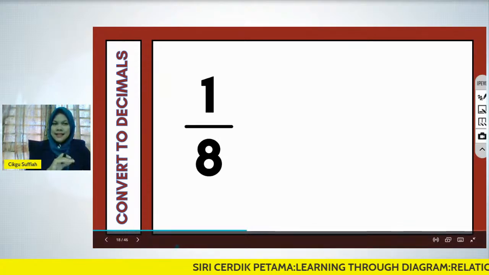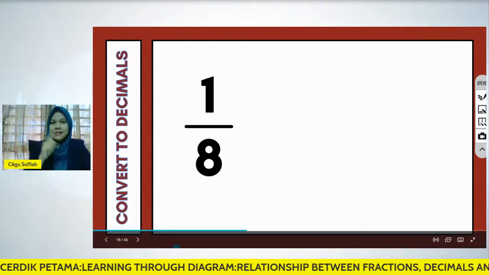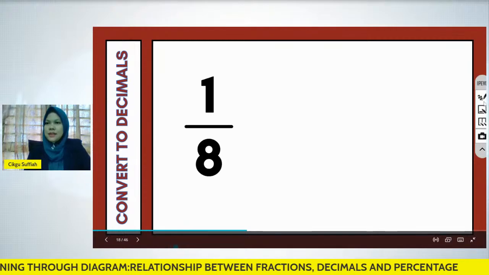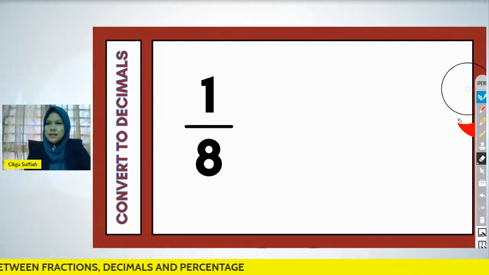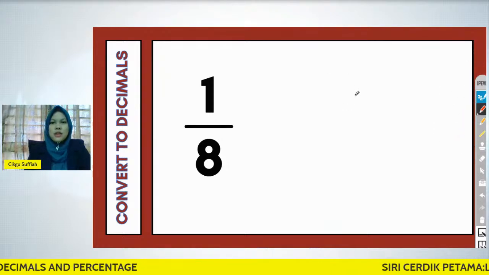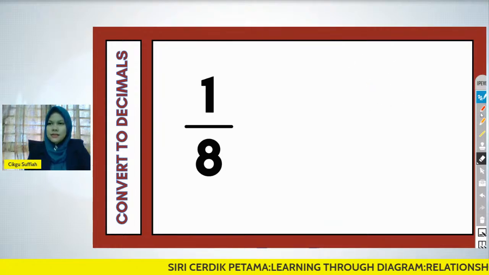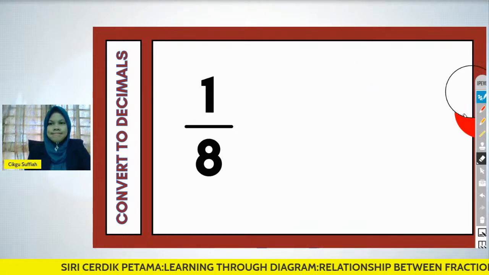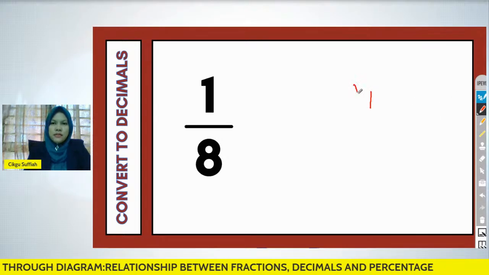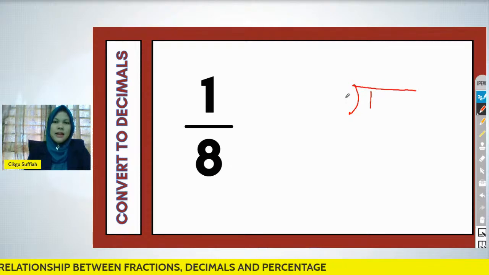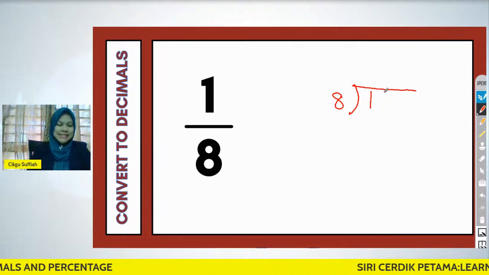Now, as I say, 1 over 8 means 1 divided by 8. So let's start the standard written method. So I take up my pen. 1 divided by 8. Okay, so those who don't understand, can you do it with me? You do it together?